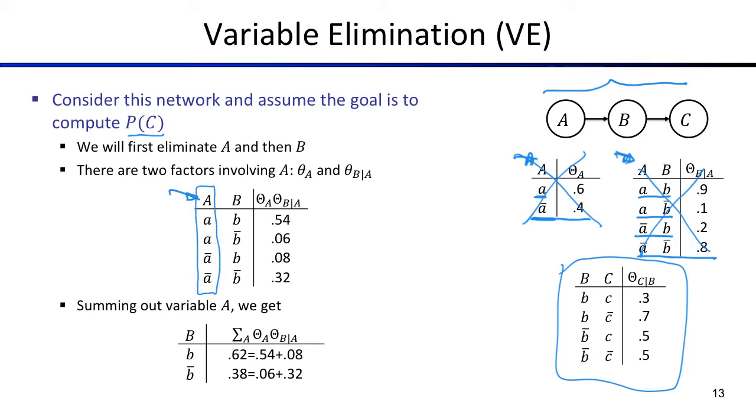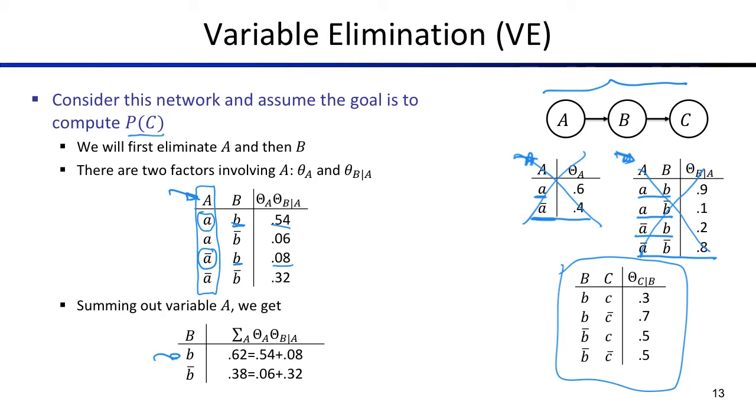So we will take all the assignments that we have for B, and we're going to sum the entries that have this assignment. So for instance, we have here B true. We're going to have a new row here that has B true, and we're going to sum all the entries in which B is true. For that, we're going to operate over the variable A here and sum over all possible assignments of A. In this case A is also binary, so it's going to be A true and A false. So the result is 0.54 plus 0.08, 0.62.